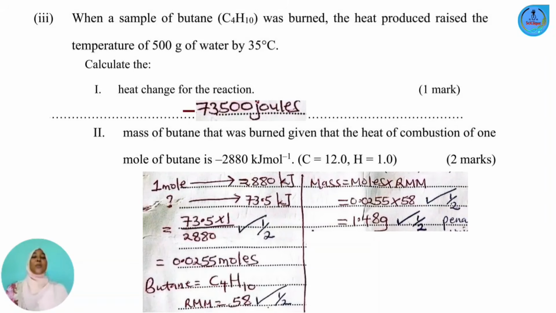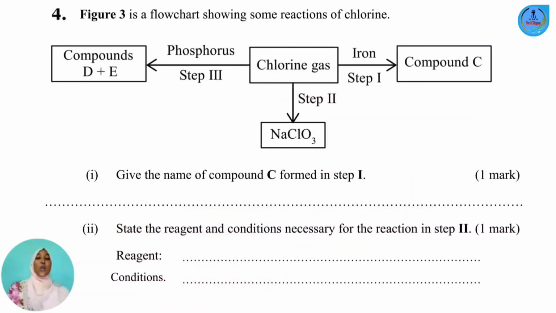Okay, let us proceed to our next question. Number 4, figure 3 is a flowchart showing some reactions of chlorine, okay? So we are going to start with where chlorine gas is, there in the middle. So let's move towards the right. Chlorine gas will react with iron to form compound C. Okay, so compound C is going to be iron 3 chloride.